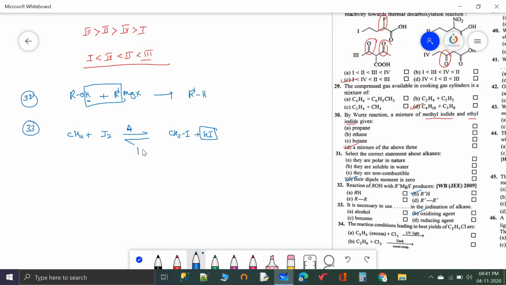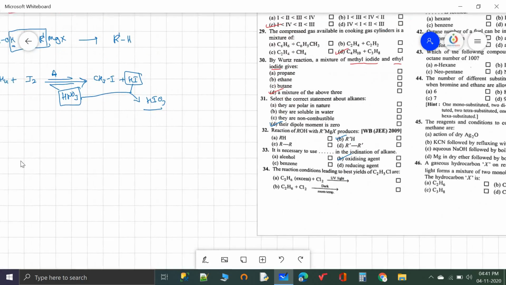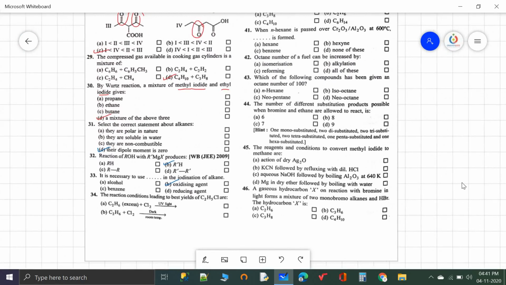To avoid this reversible reaction, we use HNO3 as an oxidizing agent. It reacts with the HI and removes the HI as HIO3. So that's why it becomes only a unidirectional reaction, not a bidirectional reaction. So option B is correct, oxidizing agents we use. Now let us see question number 36, which has options on the other side of the page also.